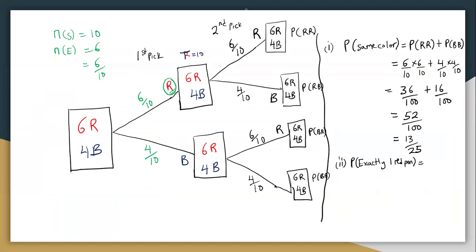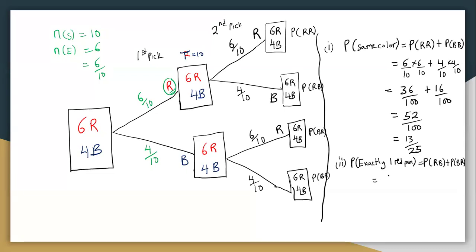Red, blue, blue, red, and red, blue. Very good. So exactly 1 red, meaning we have the probability of red, blue plus the probability of blue, red. Those are the probabilities we look out for.